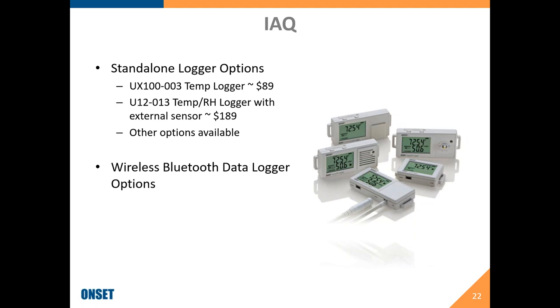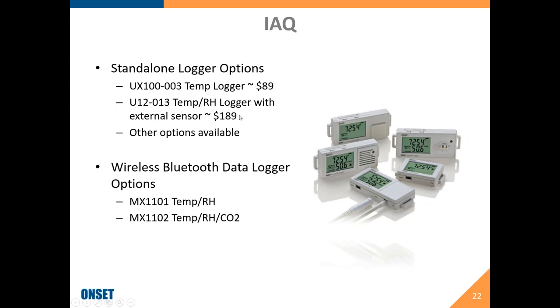The next unit, the U12013, is a dedicated temp RH logger with an optional external sensor, which can help you gather more temperature data from that external sensor if there's an area nearby that you need to reach and get a specific reading from.